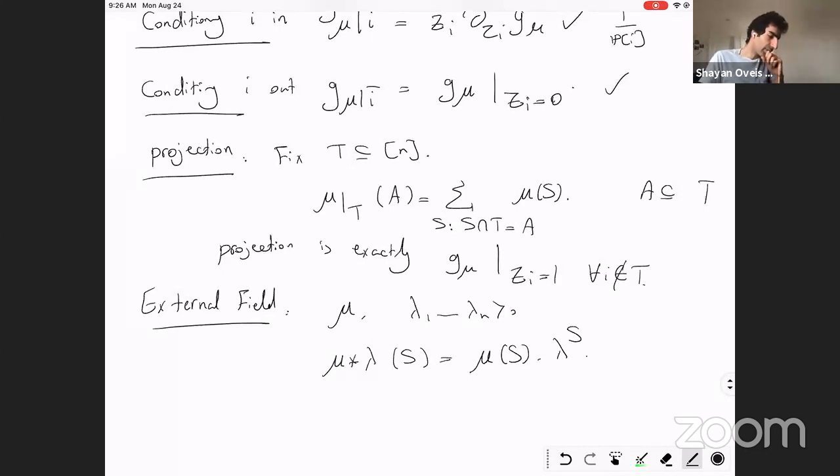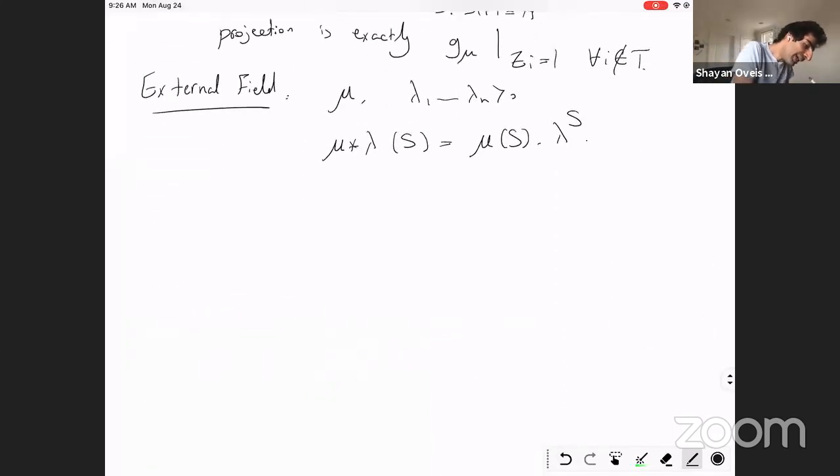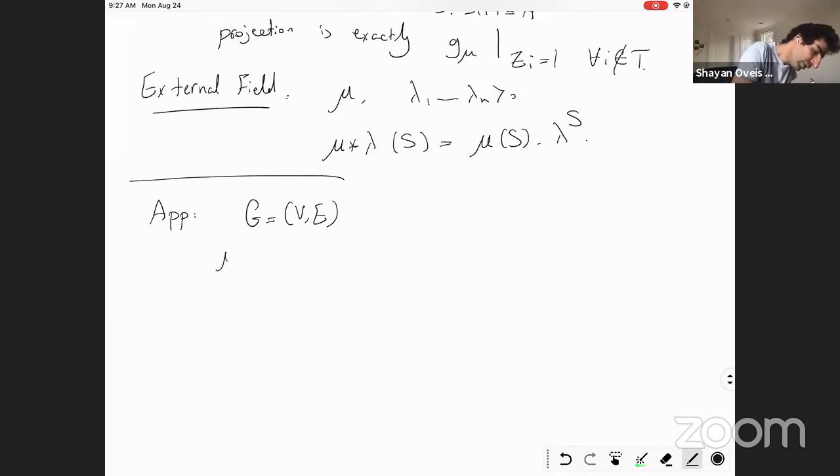Okay, good. So now we know about strong Rayleigh distributions. Now I want to end this lecture with some application of this machinery. In the next lecture, we'll see more applications, but this is just an introductory lecture. I want to say some immediate application. So let's say we have a graph G. It's an undirected graph, and let's look at mu to be the uniform distribution over spanning trees of G.